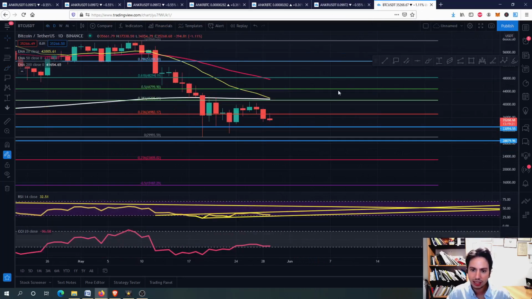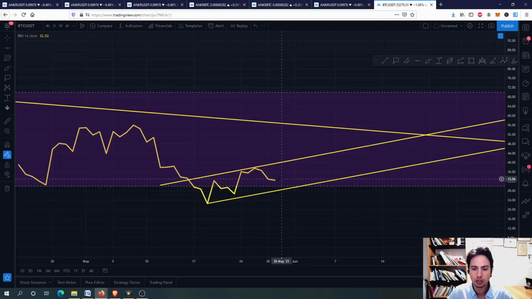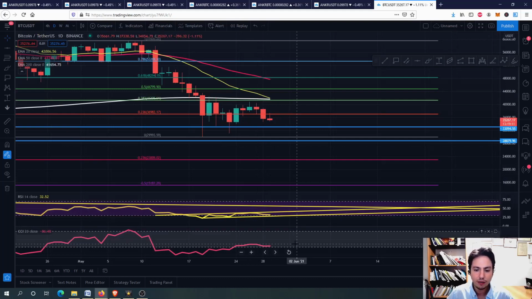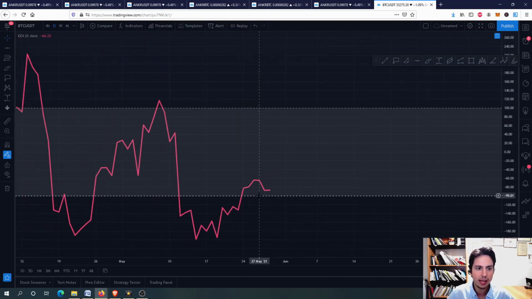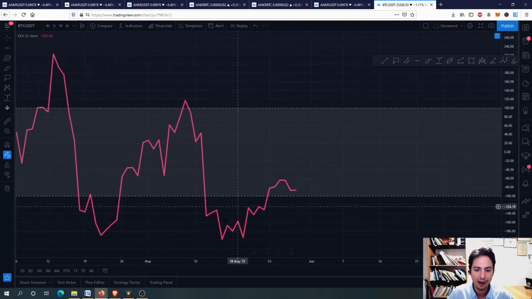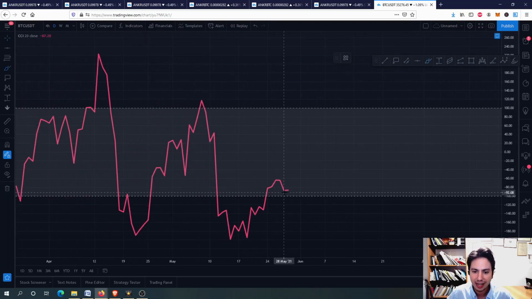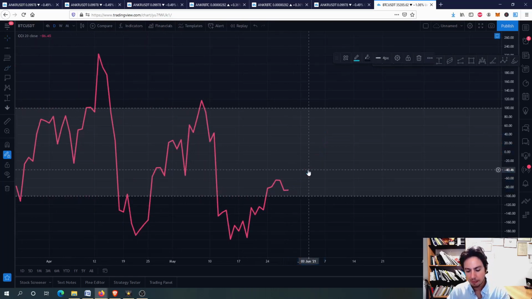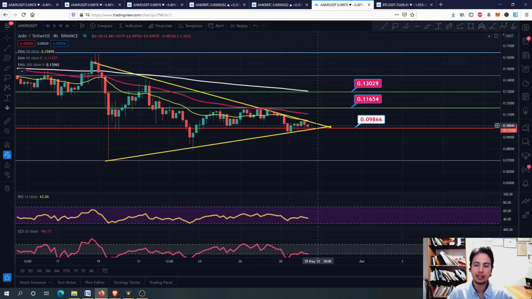But if Bitcoin has a swing high here, if Bitcoin goes a little bit above, if the pattern here follows, guys, and we see a swing high on the daily RSI and even on the Commodity Channel Index, because it was way below minus 100, you can see here. If we see a pattern like this for Bitcoin, then Ankr against USDT will move upwards, and eventually it can surpass even the 11 to 12 cents, even the 13 cents.